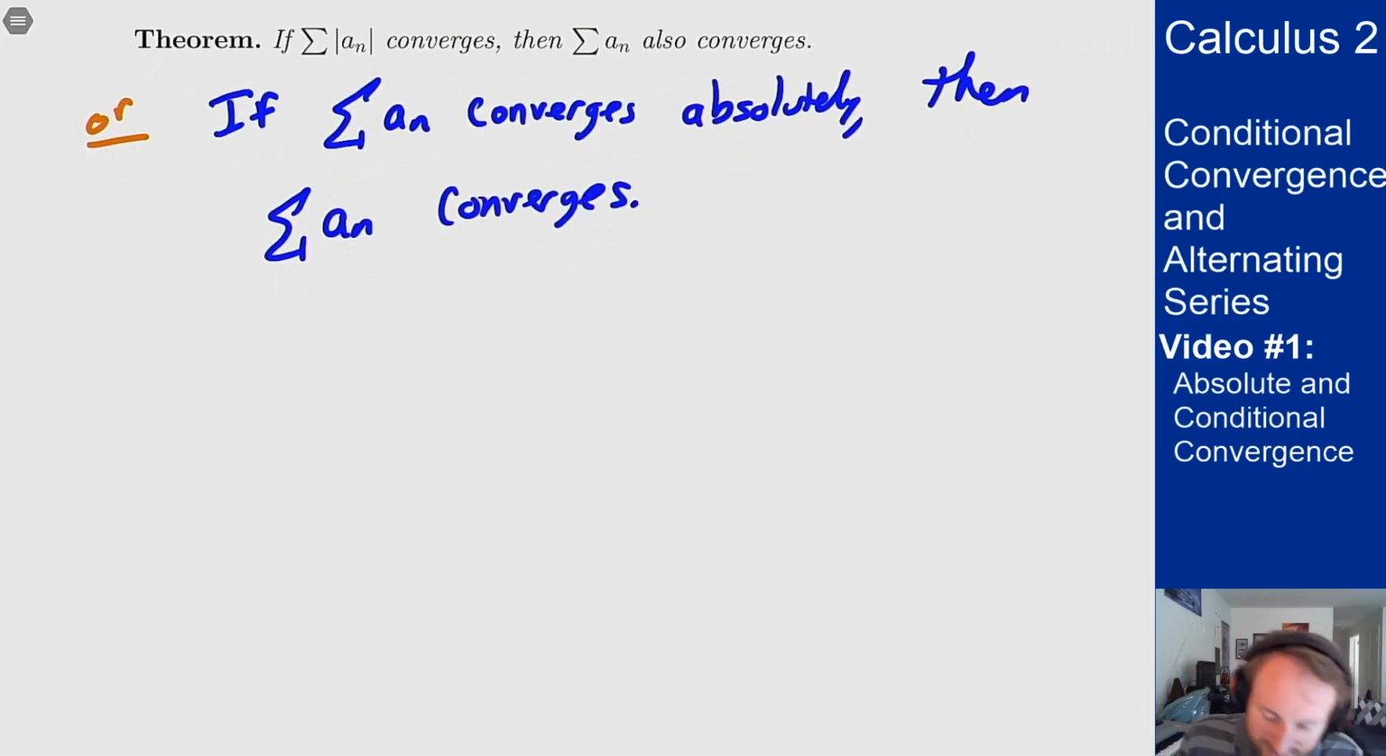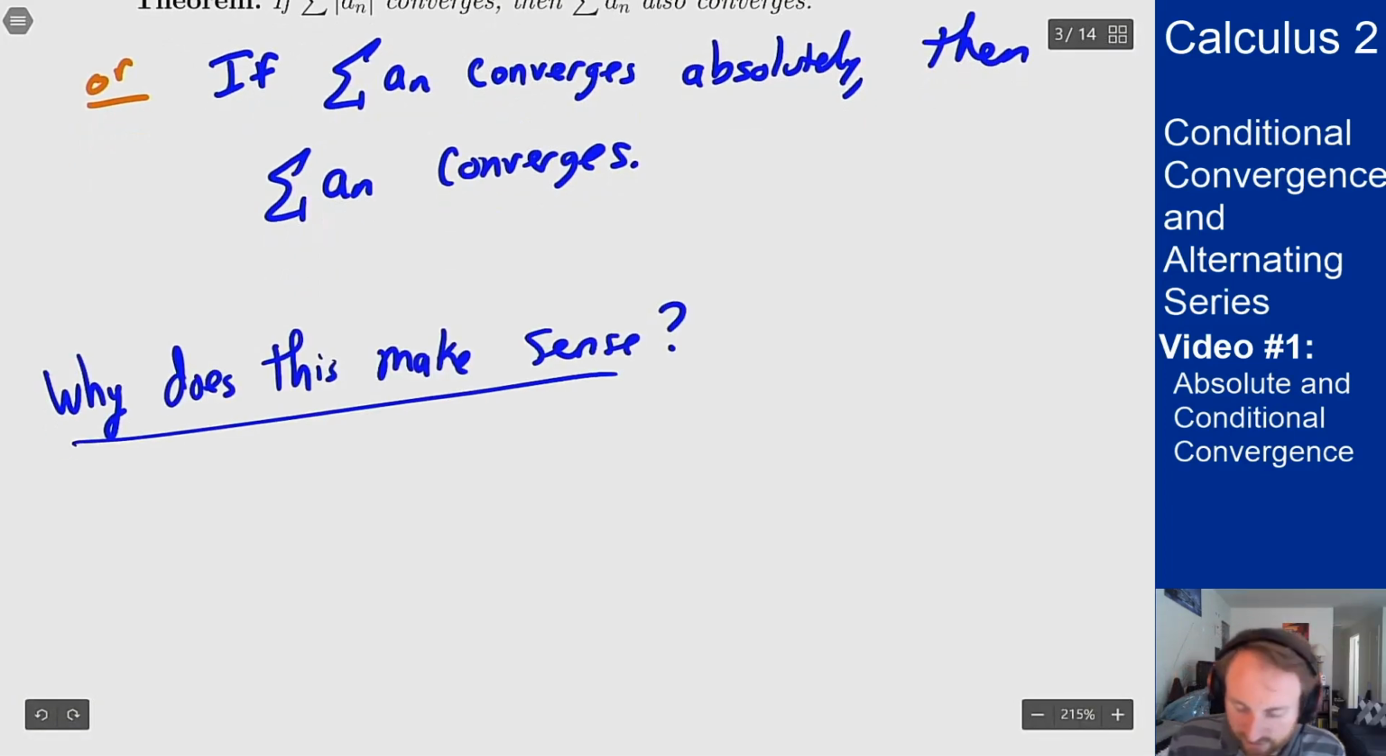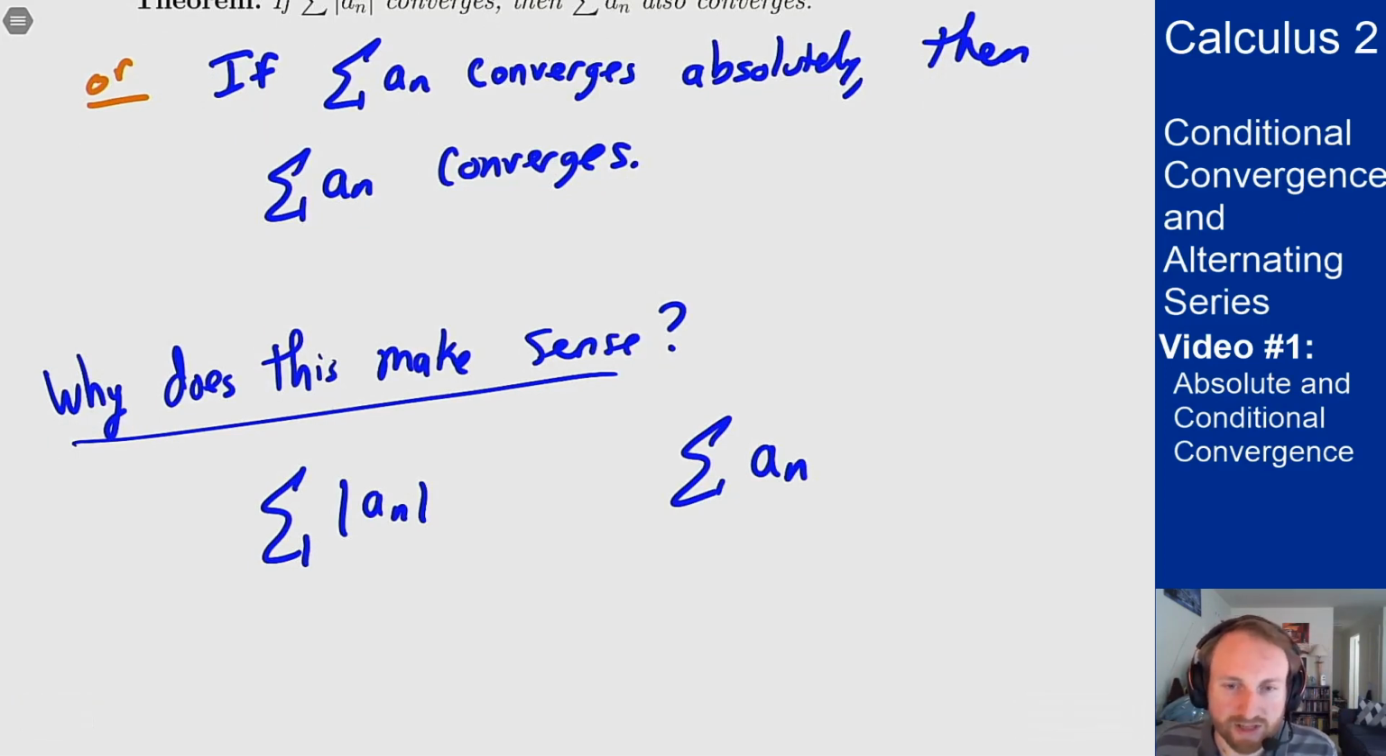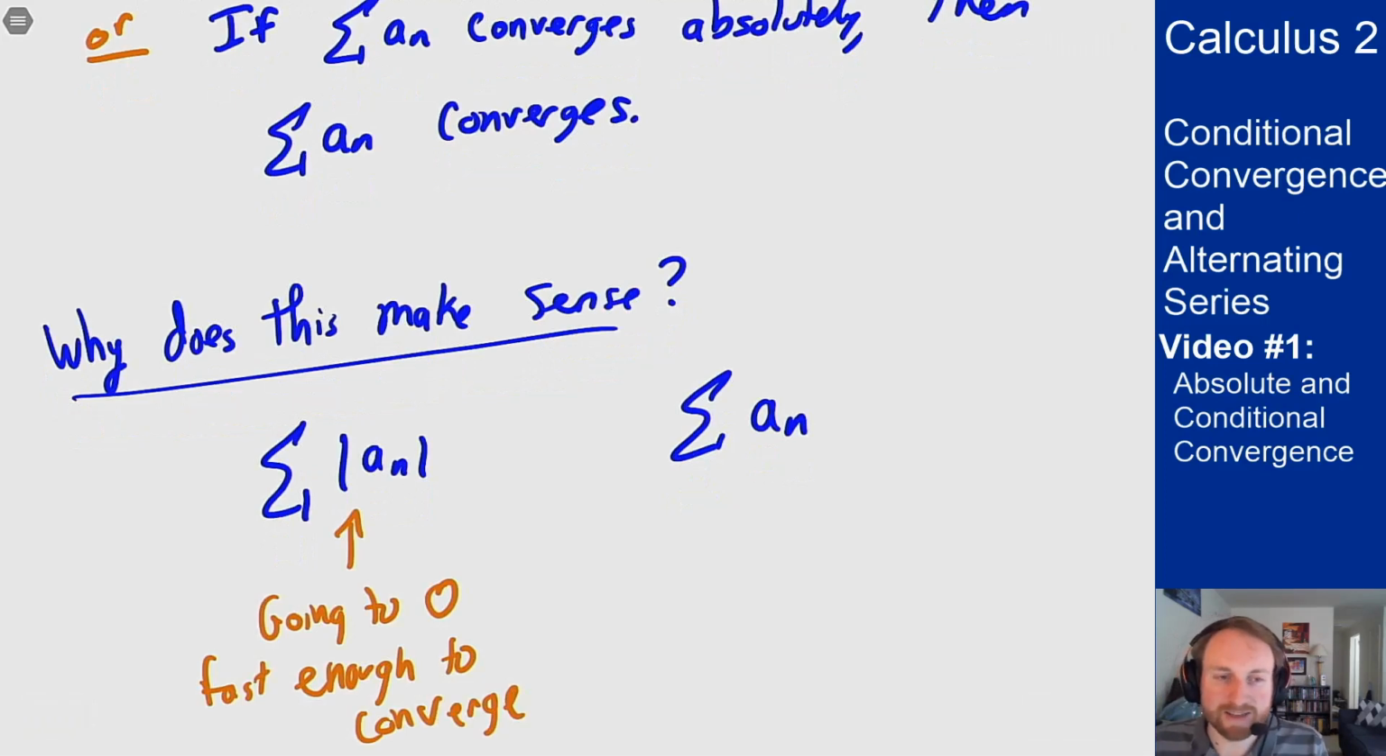Why does this sort of result make sense? We have the two series, the sum of absolute value of a_n and the sum of a_n. If the one on the left converges, that means the rectangles, when they're all added up in the same direction, are going to 0 fast enough to force convergence. The only difference between absolute value of a_n and a_n is that some terms might be negative. If I take some of those rectangles and make them negative instead of adding them, I've made the sum smaller. So I can't get divergence if I know that my rectangles are going to 0 to force convergence anyway. Making some positive and some negative can't make this diverge.